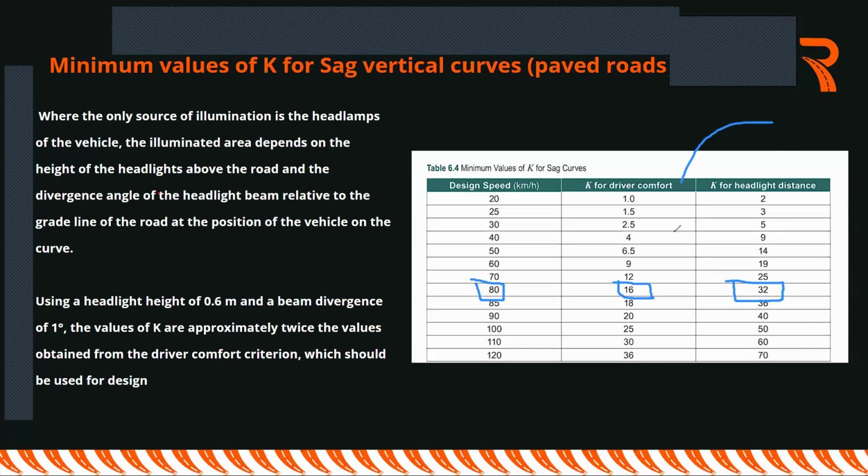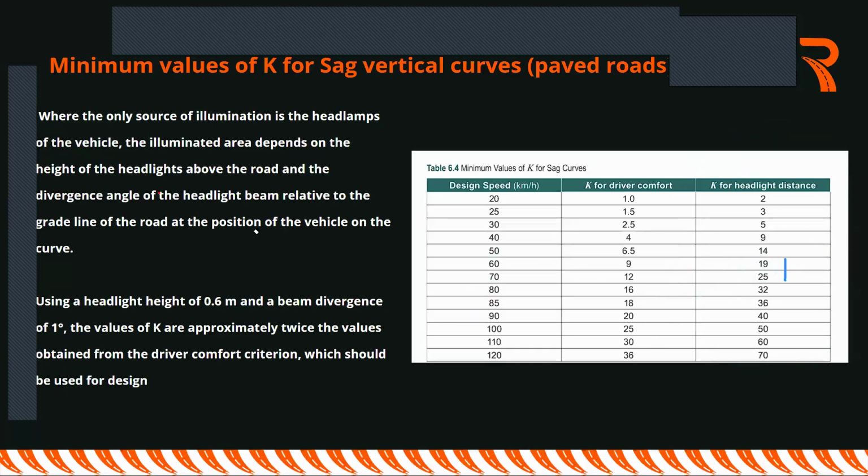So then when we are designing, especially for sections that we are not going to have traffic lighting or illumination on our section, then we use the K values for the headlight distance, that is a K value of 32 for a design speed of 80. Remember then, this principle can be applied for other design speeds that you possibly might be having along your section. So thank you very much.